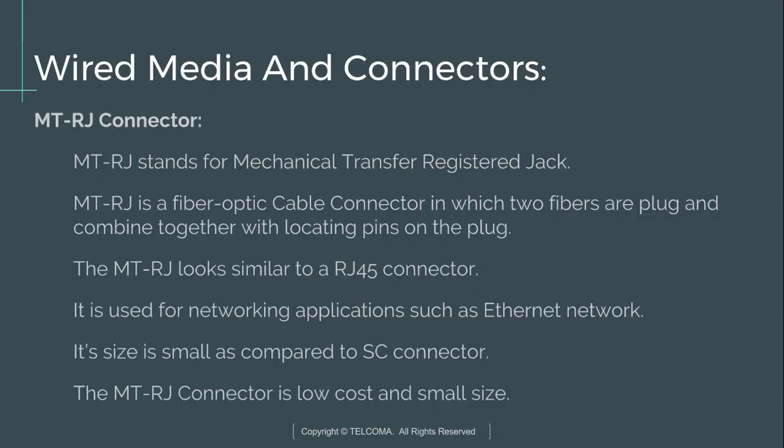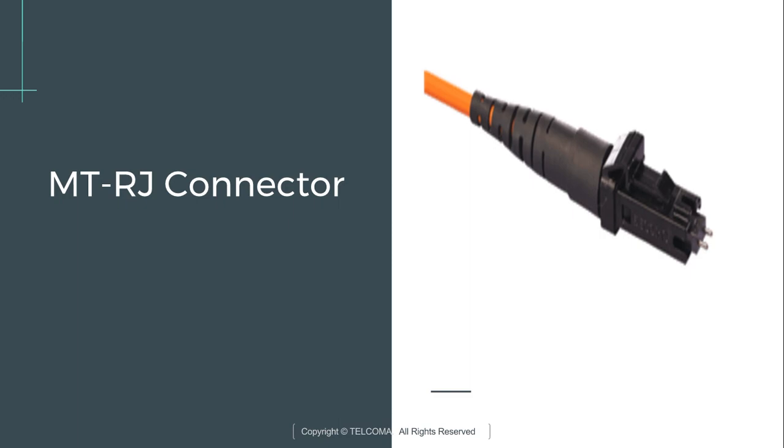Next is MTRJ connector. MTRJ stands for Mechanical Transfer Registered Jack. MTRJ is a fiber optic cable connector in which two fibers are plugged and combined together with a locating pin on the plug. So the MTRJ looks similar to an RJ45 connector. It is used for networking applications such as Ethernet network. Its size is small compared to the SC connector. The MTRJ connector is of low cost and small size. So this is the example of MTRJ connector. It is used to combine two fiber optic cables.